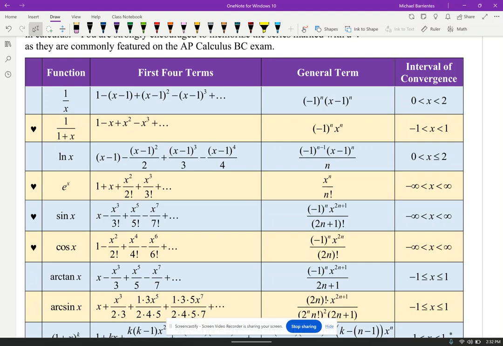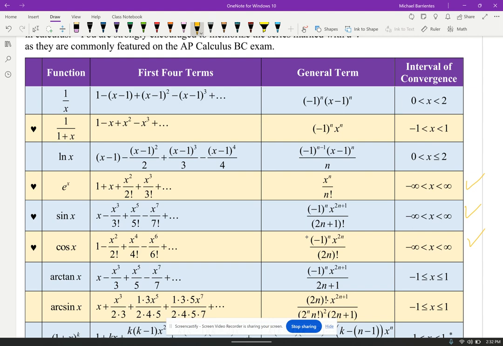Notice the little hearts. Those are the ones that you should memorize. I'm going to say that again. Those are the ones that you should memorize right off the bat. You should know them cold. And I want to point out these particular ones.